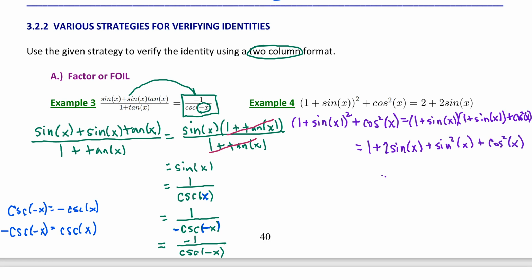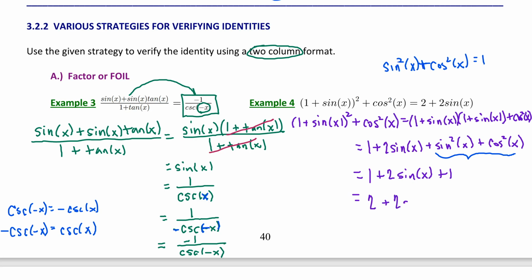Observe here we have the sum of sine squared of x plus cosine squared of x, and you probably have this memorized by now as much as we've written it down. The sum of sine squared and cosine squared is equivalent to 1. So I'm going to replace sine squared of x plus cosine squared of x with an equivalent expression of 1. Then we can combine like terms. The constants, 1 plus 1 gives us 2. So we have transformed the left side into an equivalent right side. Therefore, we have verified the identity.